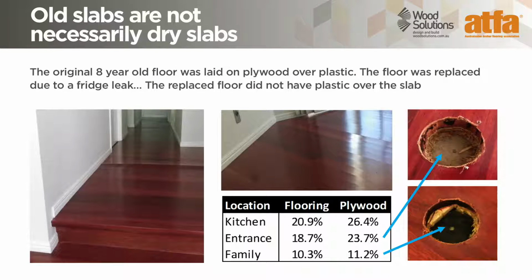All these aspects, along with groundwater, can influence ongoing slab moisture. In this series of photos, we examine an original 8-year-old floor that was replaced due to water damage from a leaky fridge. The original floor was laid over plywood with a black plastic membrane and had performed well before the leak. The replacement floor was laid without a moisture barrier membrane beneath the plywood.